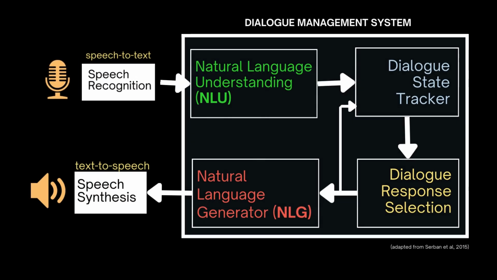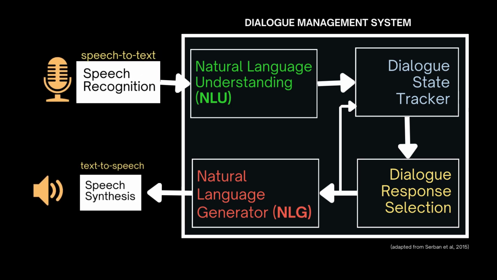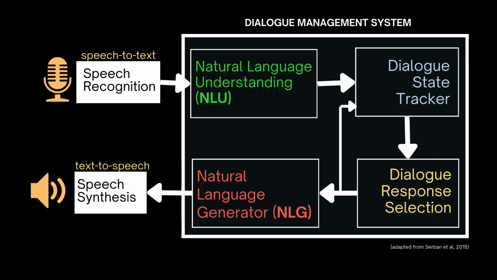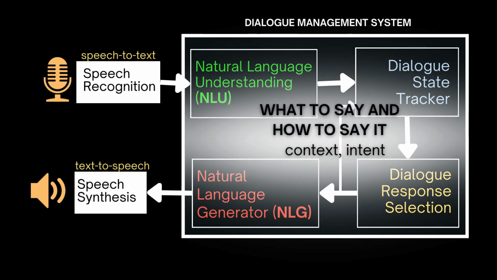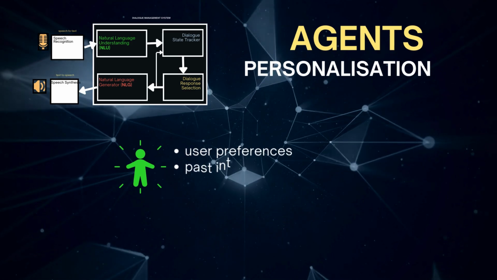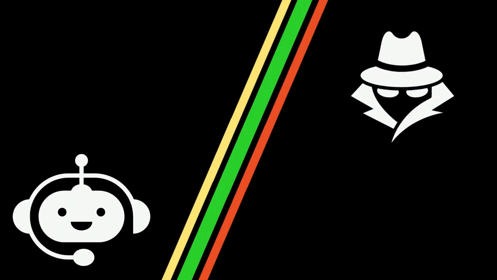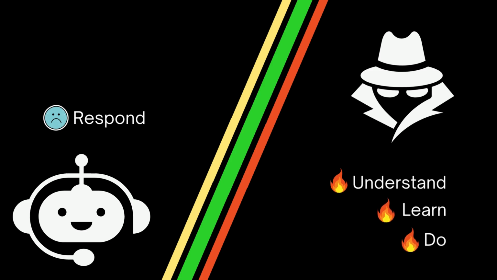So the ECA's dialogue system is crucial for the ECA's task and decision-making processes. As we said before, the ECA uses speech recognition to convert the user's speech into text. It uses speech synthesis to convert its own text back into speech. But this alone is not enough. As an agent, the dialogue system decides what to say and how to say it. It helps the agent understand the context of the conversation and user intent. Another aspect of agents is personalization, so adapting the conversation based on user preferences, past interactions, and specific needs of the user. So while a chatbot, for example, can only respond, ECAs can understand, learn, and do.